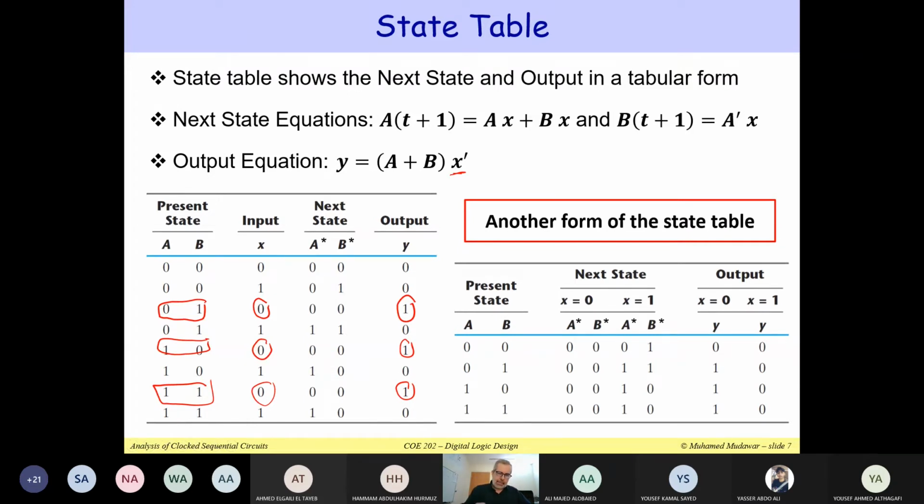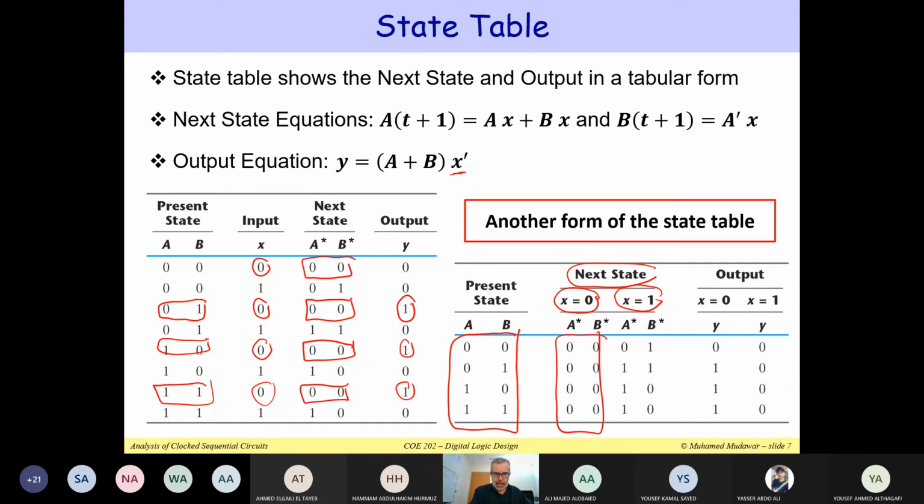You can actually look at the present state, and you have 4 possible values of A and B. And you look at the next state when X equal to 0 and when X equal to 1. So when X equal to 0, you have actually A star, B star equal to 0, 0. So basically, we can copy these entries here. And when X equal to 1 here, we look at this, this, this, and this, and we copy them here. So this is another form. It contains exactly the same information, but it's another way to draw the state table.